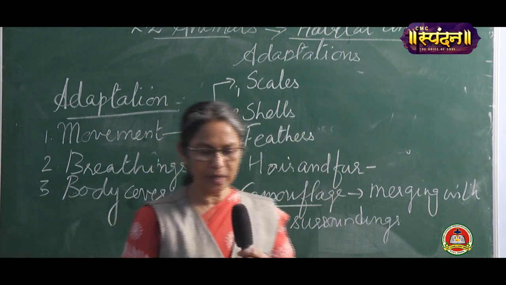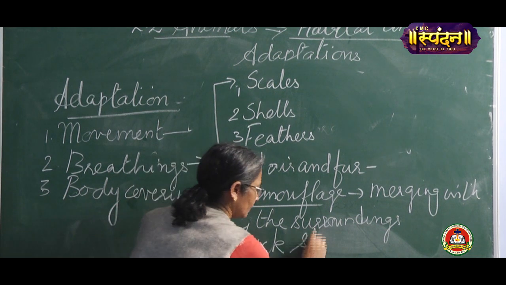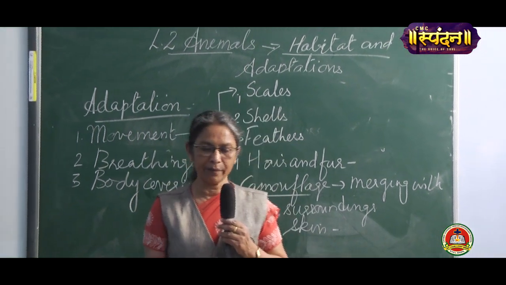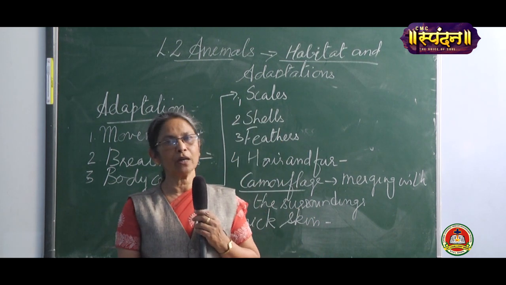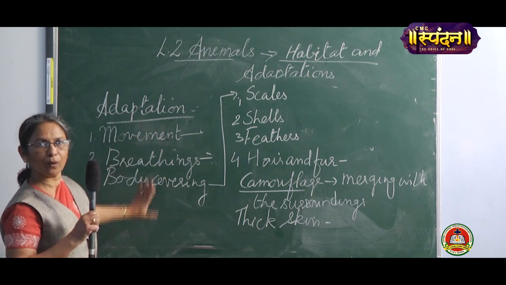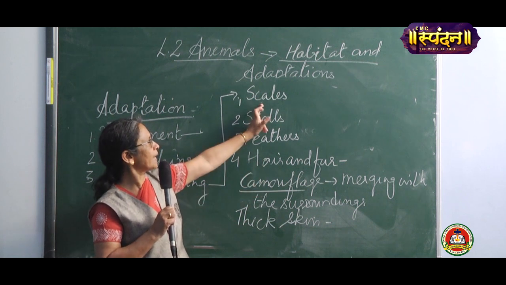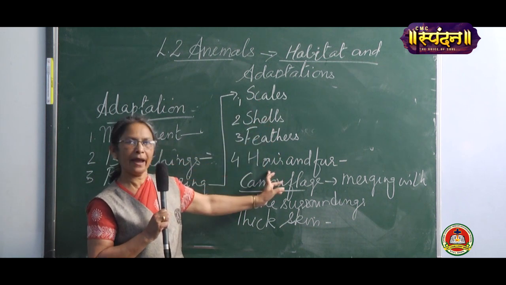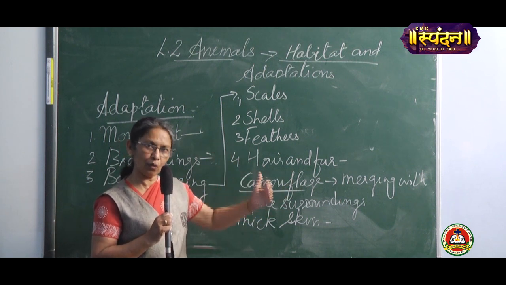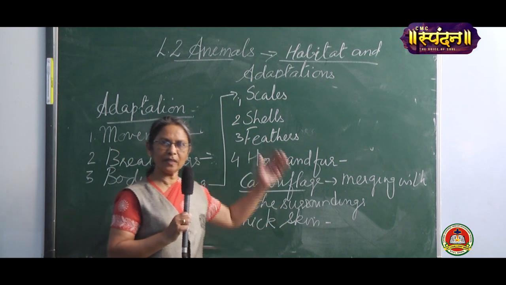And the last one is thick skin. Many desert animals like camels have thick skins to avoid loss of water from sweating. So this was about adaptation for body coverings. We have 5 categories under it, children. First, scales, then shells, feathers, hair and fur. Camouflage, I told you, is the phenomenon of merging with the surroundings to protect themselves from their enemies. And the last is thick skin. I hope it's clear to you, children.